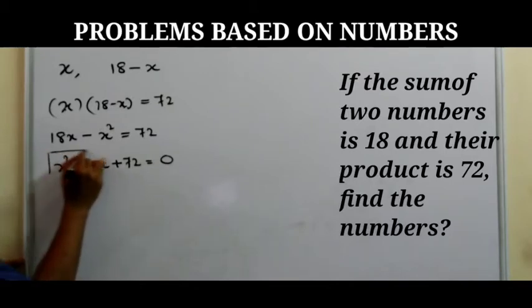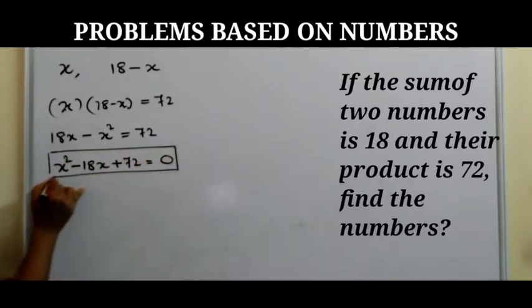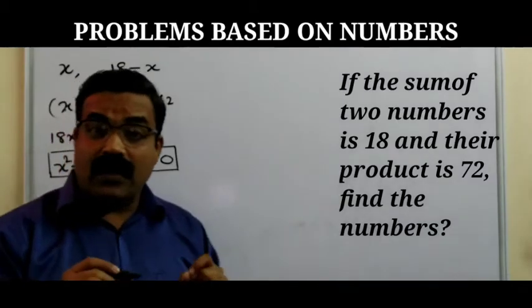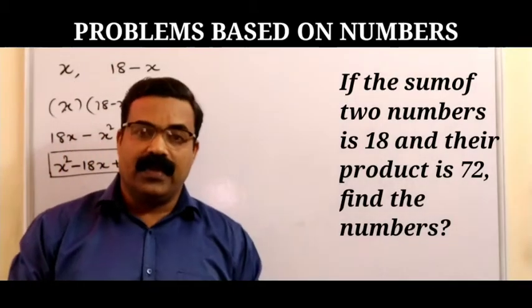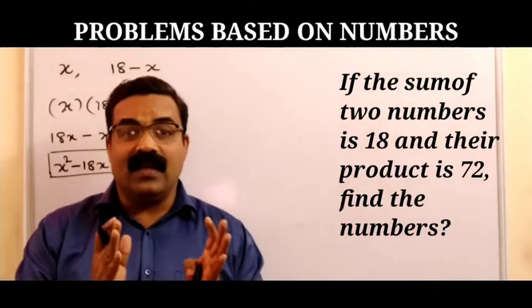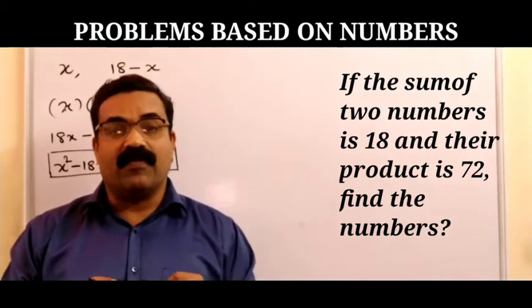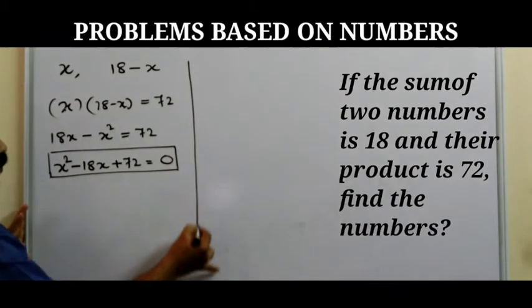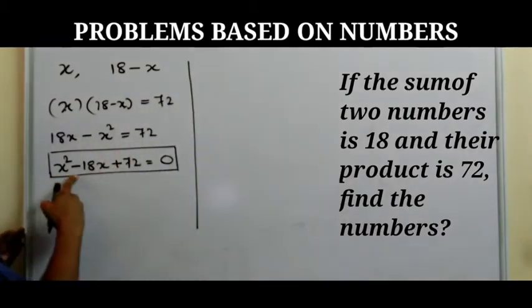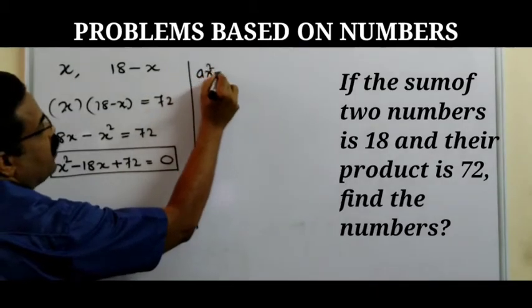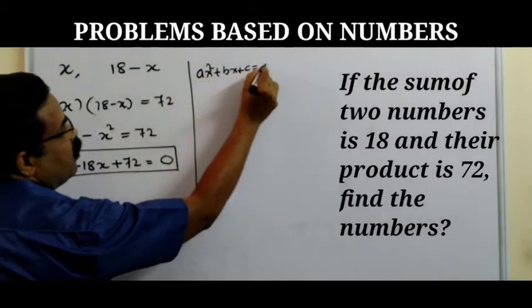This type of equation is called a quadratic equation. An equation in which the degree is 2 is called a quadratic equation. So friends, we have a very important formula to solve a quadratic equation. When we have a quadratic equation like this, let us see what the formula is. The general form of a quadratic equation is ax square plus bx plus c equal to 0.